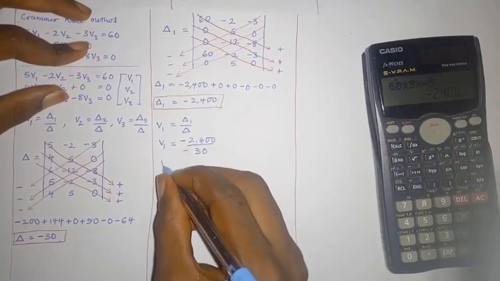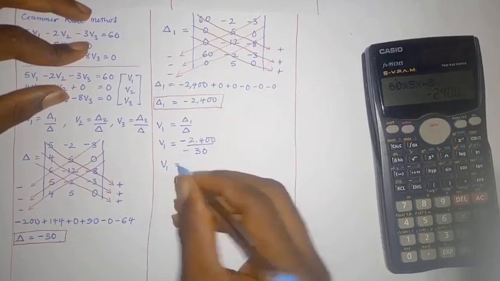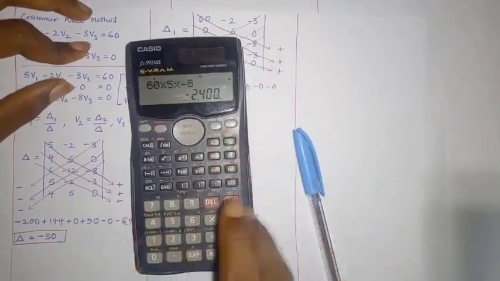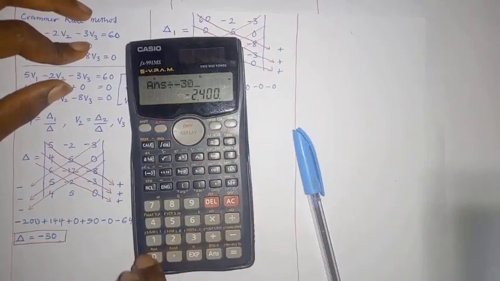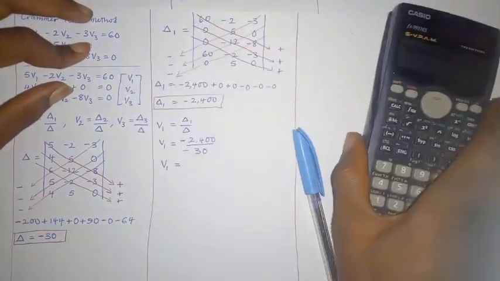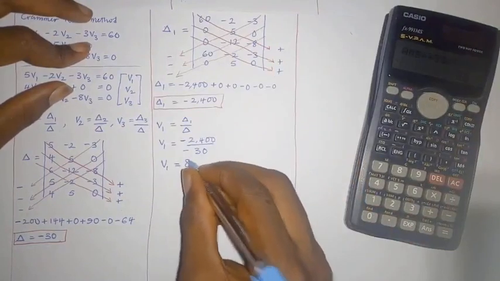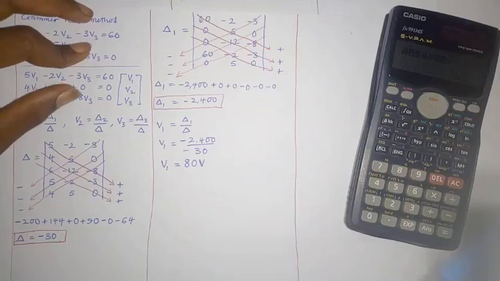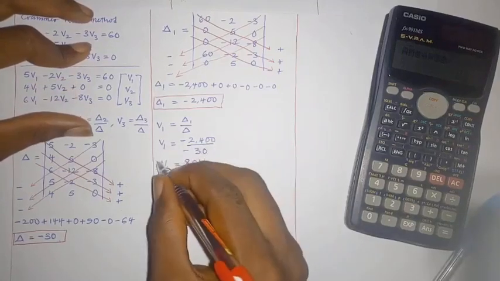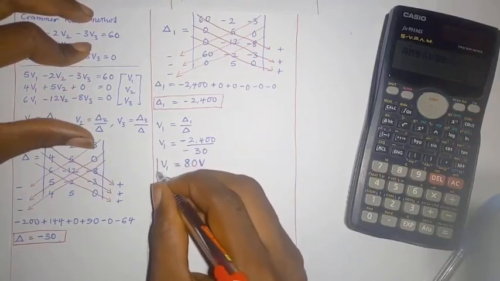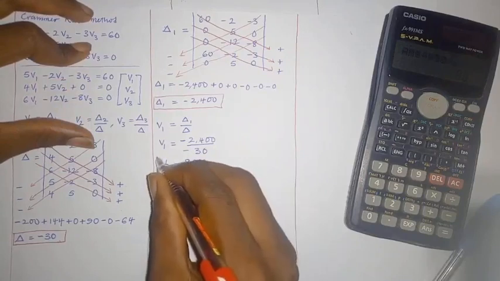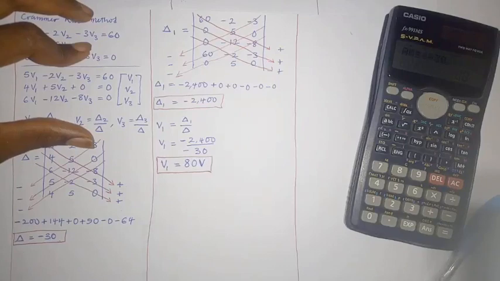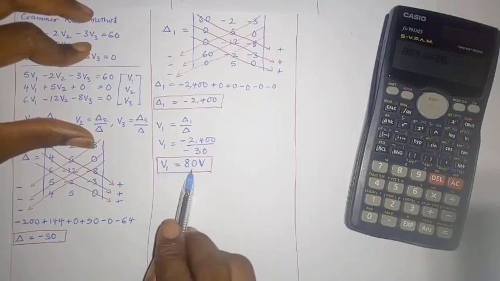So V1 will now equal what? It's still on my calculator. Divided by minus 30, that's 80 volts. Don't forget the units. If you don't put the units, all you have been doing this morning is 0. Trust me, it is 0. So you have to put the unit no matter how. Now this is V1 equal to 80 volts.